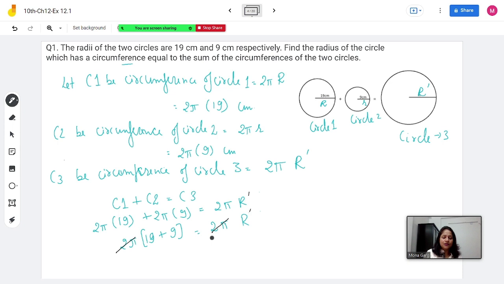Now don't leave the answer without the units. So our final answer: the radius of the third circle is 28 centimeters. Done.